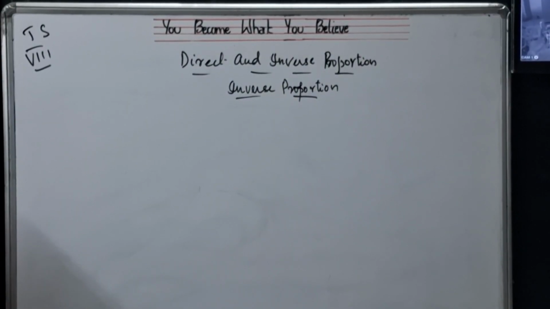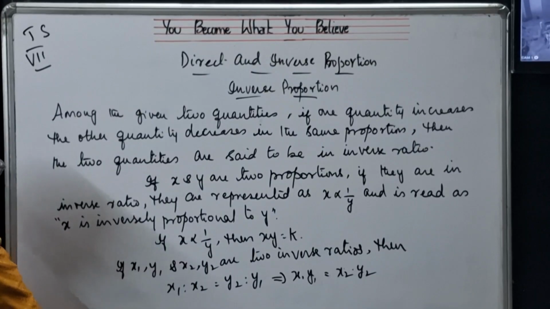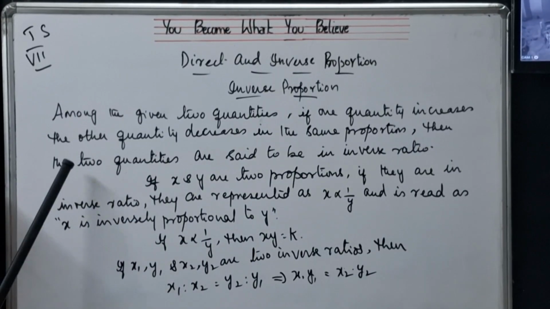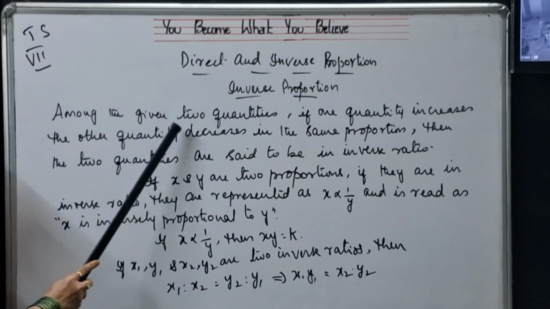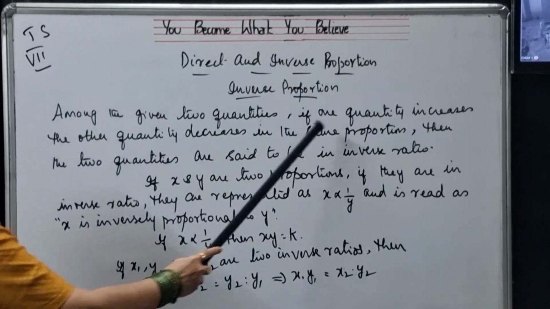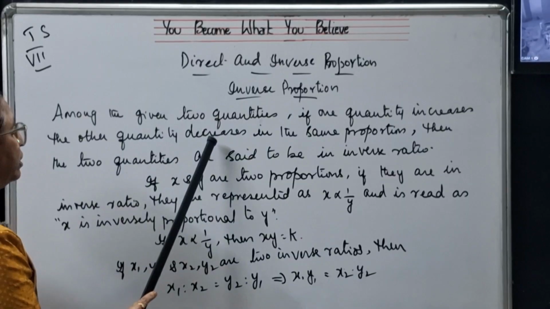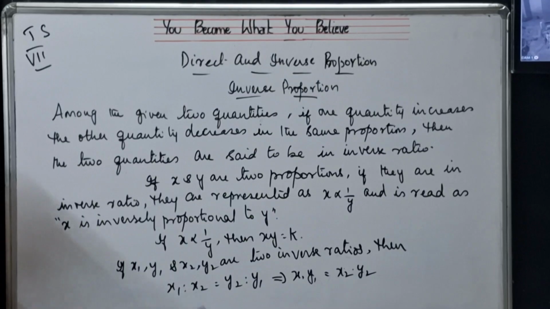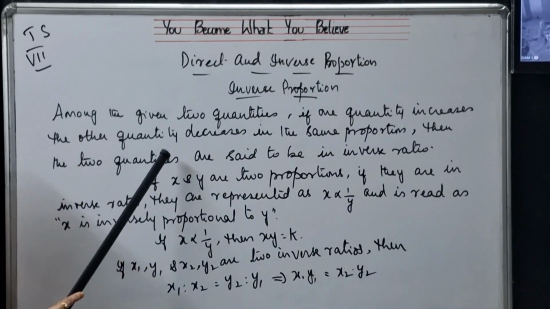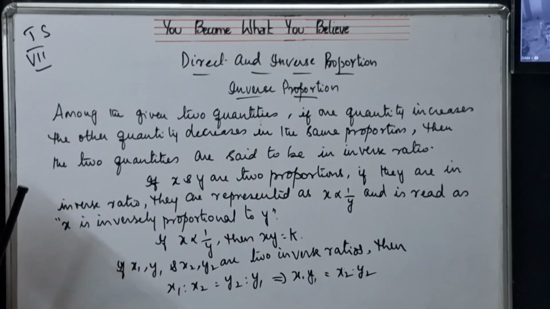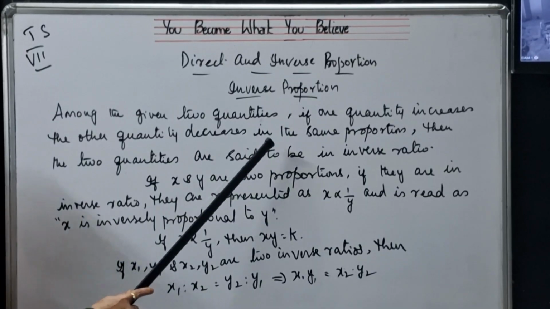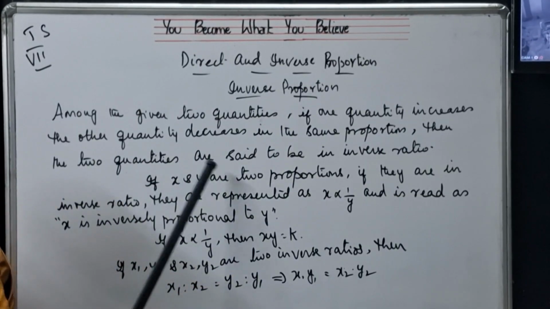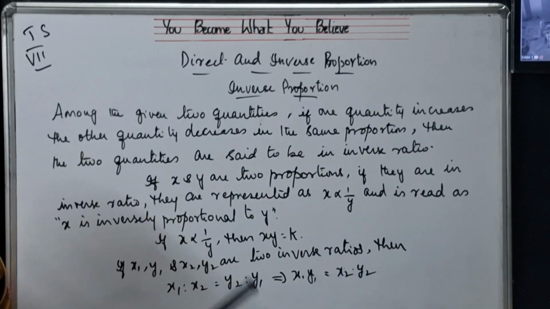Now I am dealing with 8th class maths, direct and inverse proportion. In this we are going to talk about inverse proportion. The definition of inverse proportion is: among the given two quantities, if one quantity increases and the other quantity decreases. See, earlier in direct proportion, if one is increasing, the other also increased. But in this case, if one is increasing, the other one is decreasing. Then in the same proportion, the two quantities are said to be in inverse ratio.